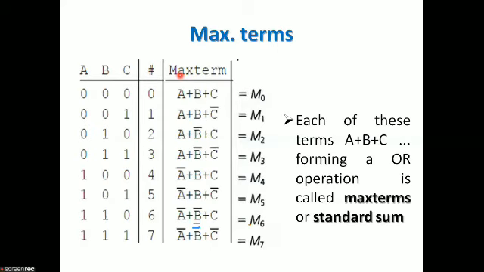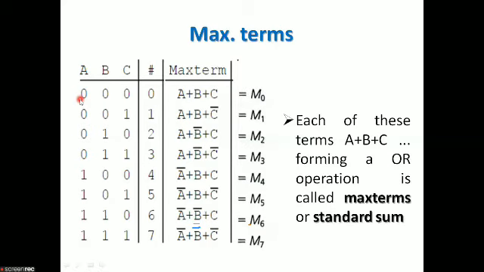Now for max terms, the binary words are formed by representing each non-complemented variable by 0 and each complemented variable by 1. So unlike the min term, the max term is just the opposite of the min term. In the case of the min term, suppose C is equal to 1, so it would have been C, but here 1 is represented by C bar and 0 is represented by C only. Like this, 0 is C. Now let us look here.